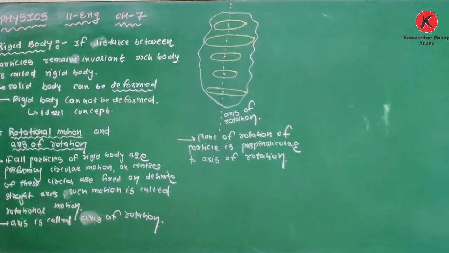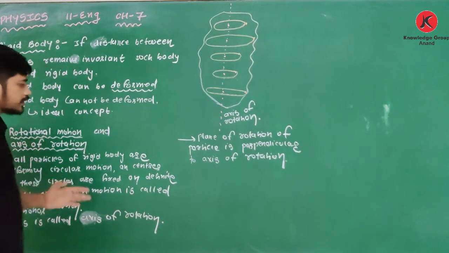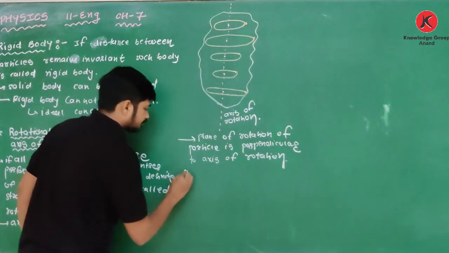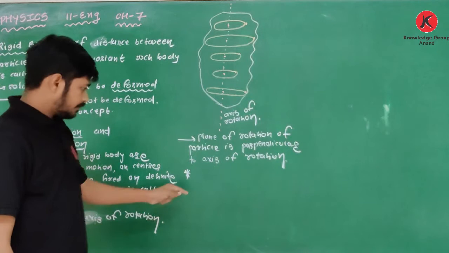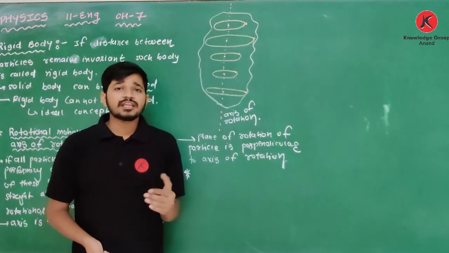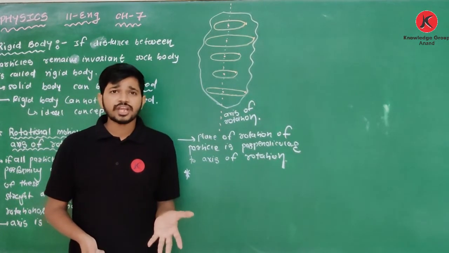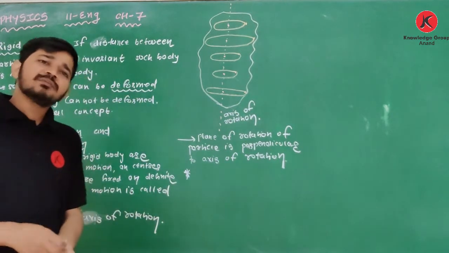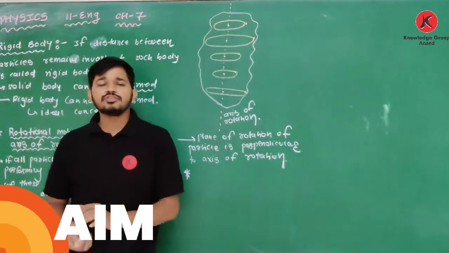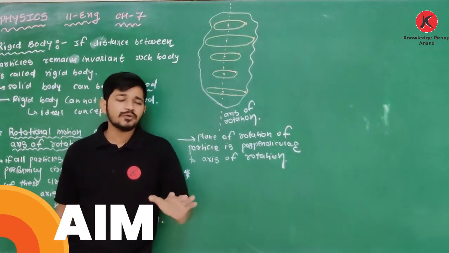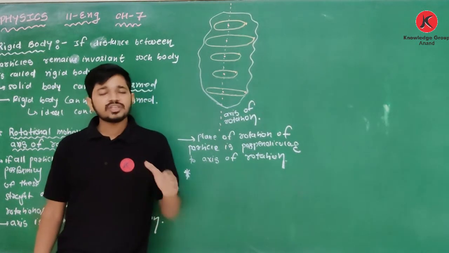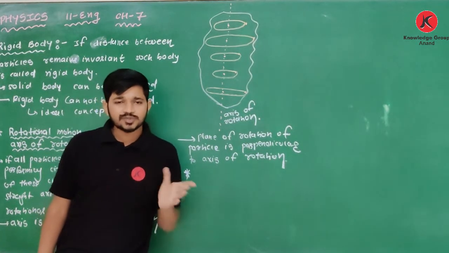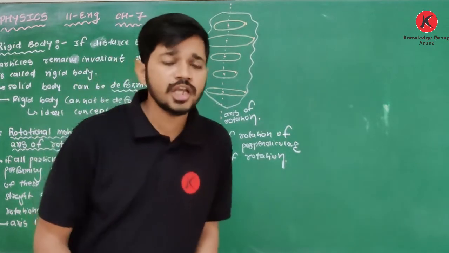So there are some definitions. What is a rigid body? What is rotational motion? What is the axis of rotation? Now, what about the next definition? You know two definitions: what is kinematics and dynamics? Kinematics is the branch of physics in which you study only rotational motion without its cause. While in the case of dynamics, you study motion with its cause and properties. So that is the difference between kinematics and dynamics that you already know.